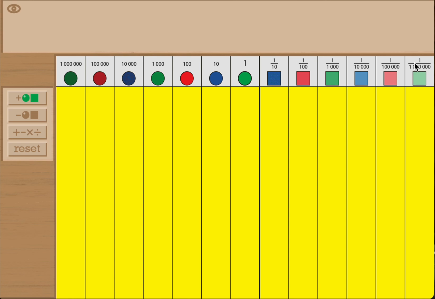So perhaps you could go and have a look at the decimal board online. This is the Pocket Montessori Decimal Board that you can have a play with. And also there's one in the downloads if you prefer a printed version as well.